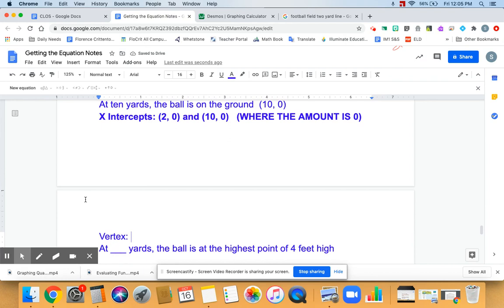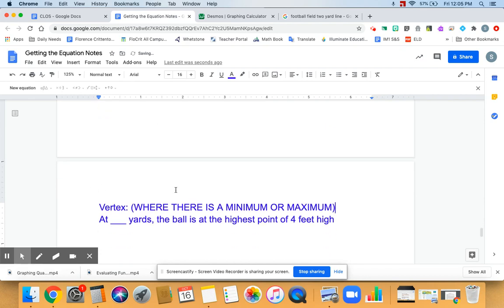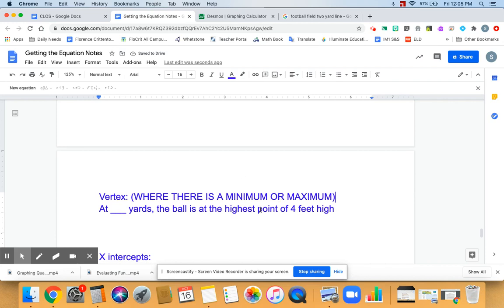So remember, again, the vertex is going to be where it mentions either the minimum or the maximum. Meaning if they say anything like it has a highest point or a lowest point, or the most amount or the least amount, anything that signifies it's the most or the least, the minimum or the max, that's going to be your vertex.